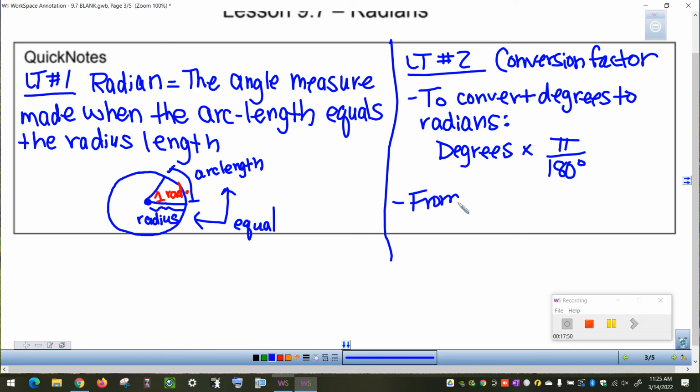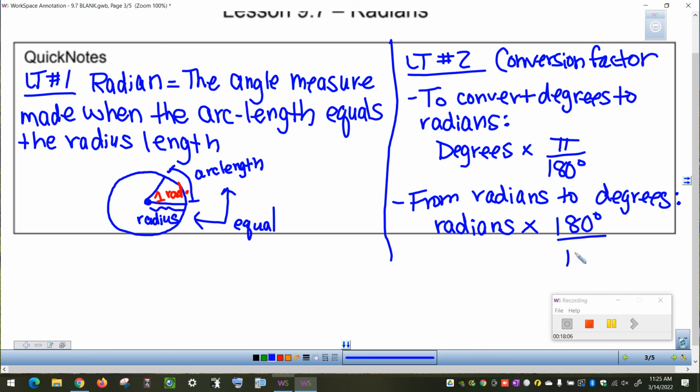Now let's say we wanted to go the other direction. So if we wanted to convert from radians to degrees, we're going to take our starting number of radians, and we're going to multiply that by the reciprocal of the fraction. We're going to multiply by 180 degrees divided by pi.